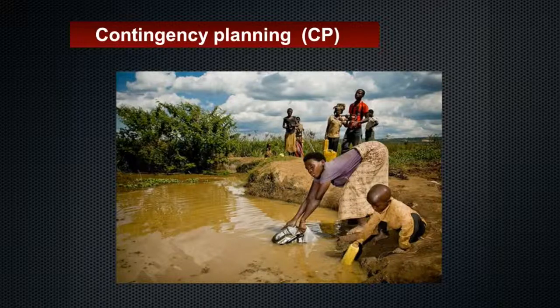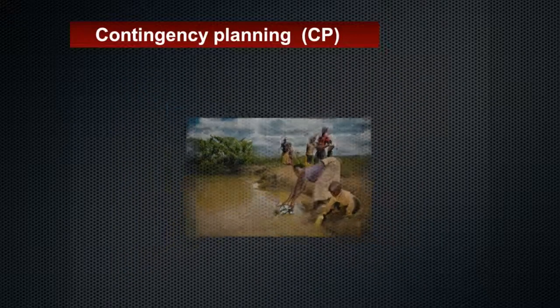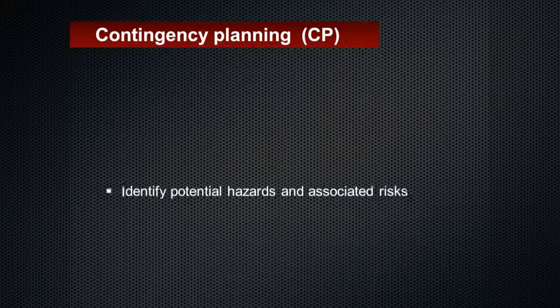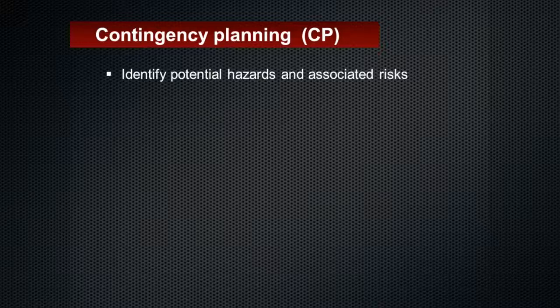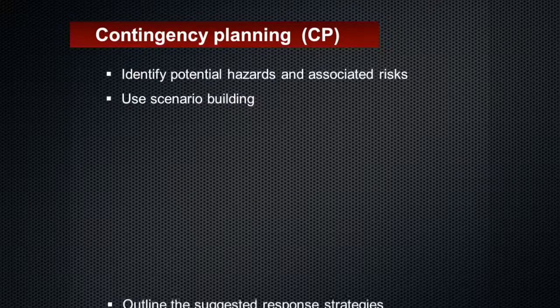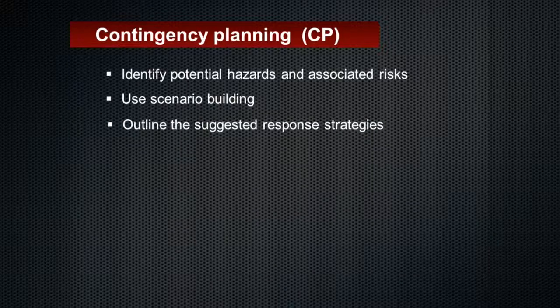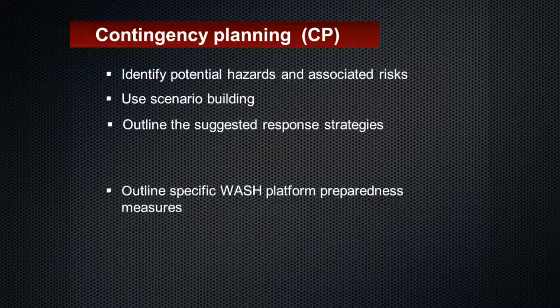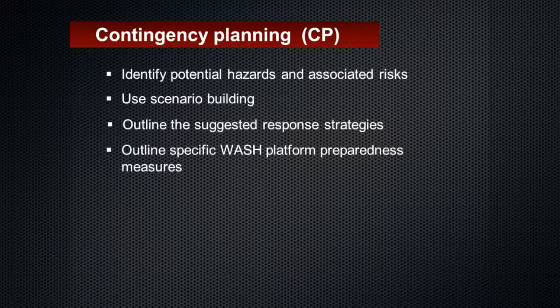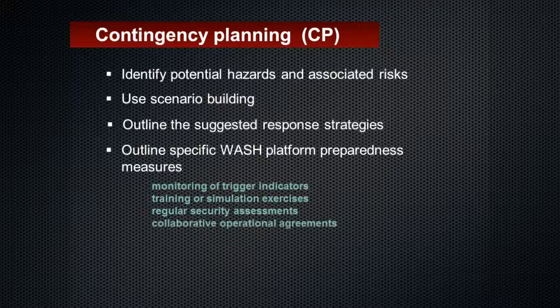The WASH platform will be entirely part of the process that will include identifying potential hazards and associated risks in conjunction with the SAG. Use scenario building to assess the potential impact and consequences of the hazards identified. For each scenario, outline the trigger factors, risks, assumptions, specific objectives, and suggested response strategies. Outline specific WASH platform preparedness measures that might be required, for example the monitoring of trigger indicators, training or simulation exercises, regular security assessments, collaborative operational agreements.